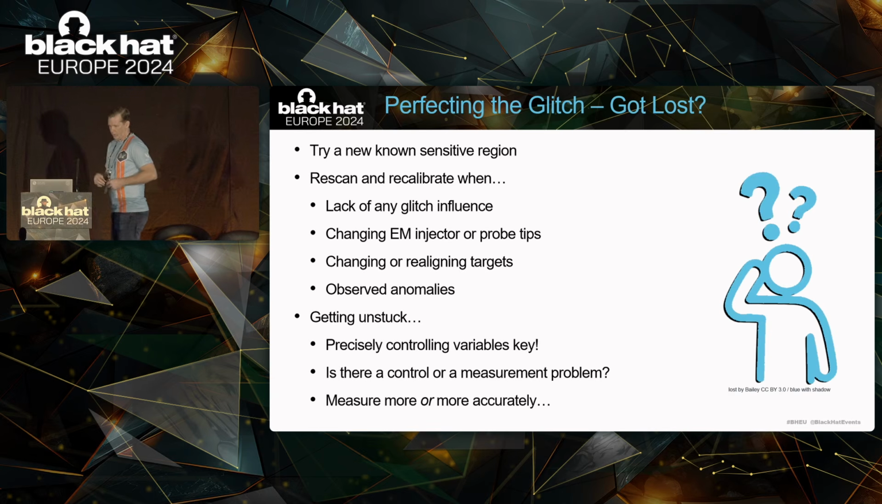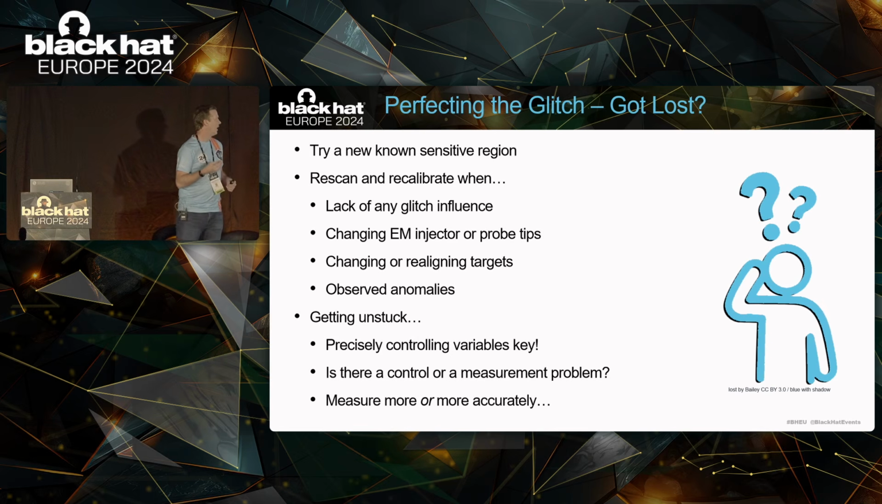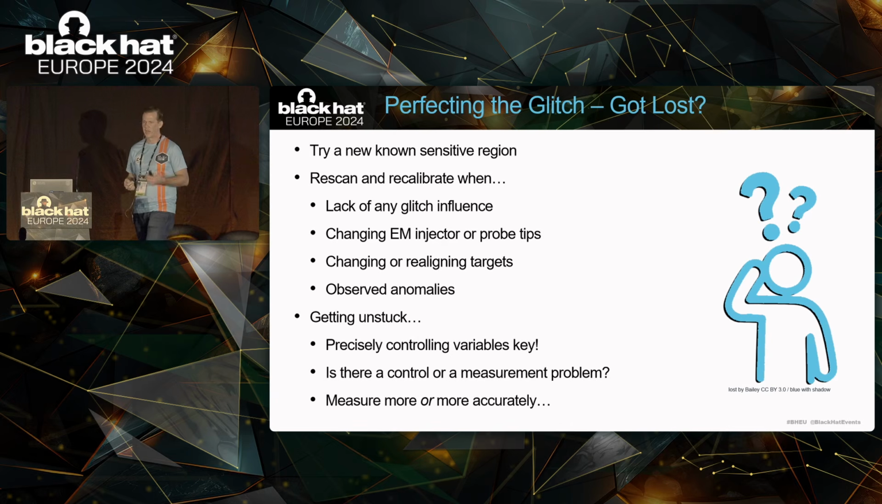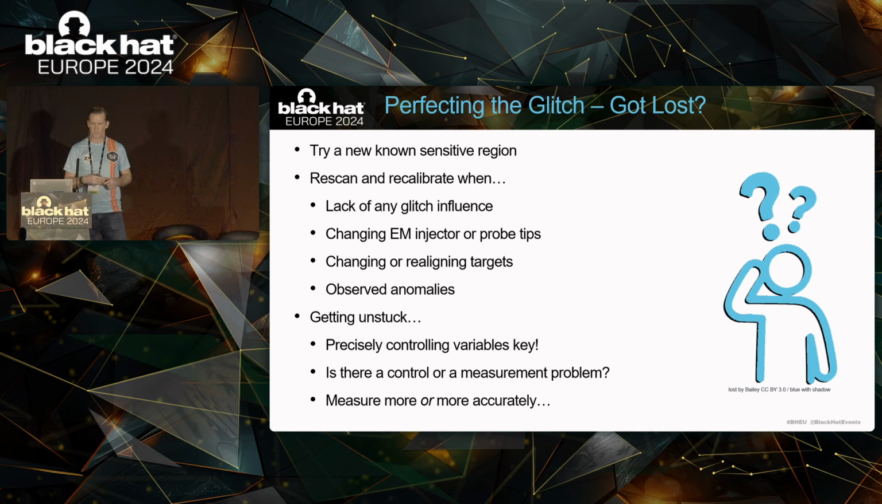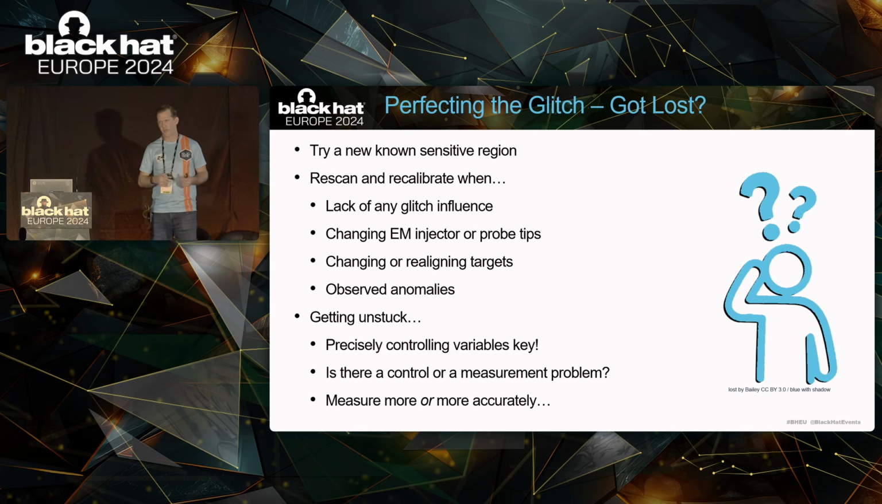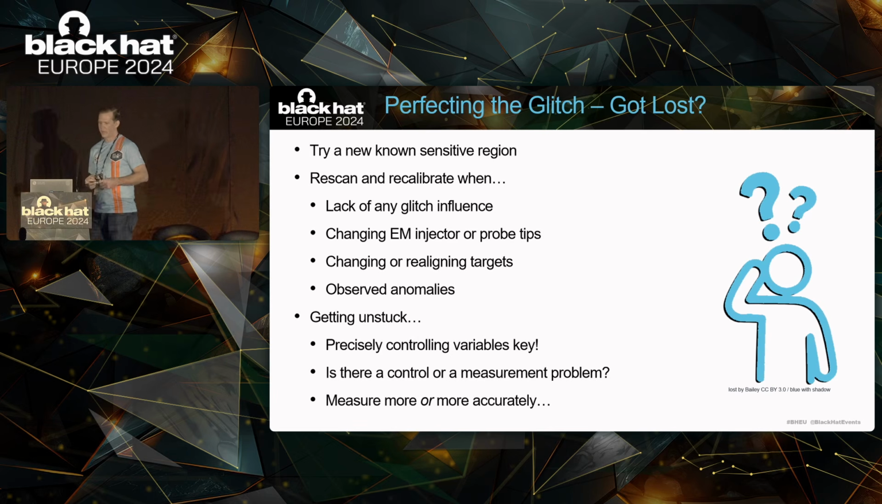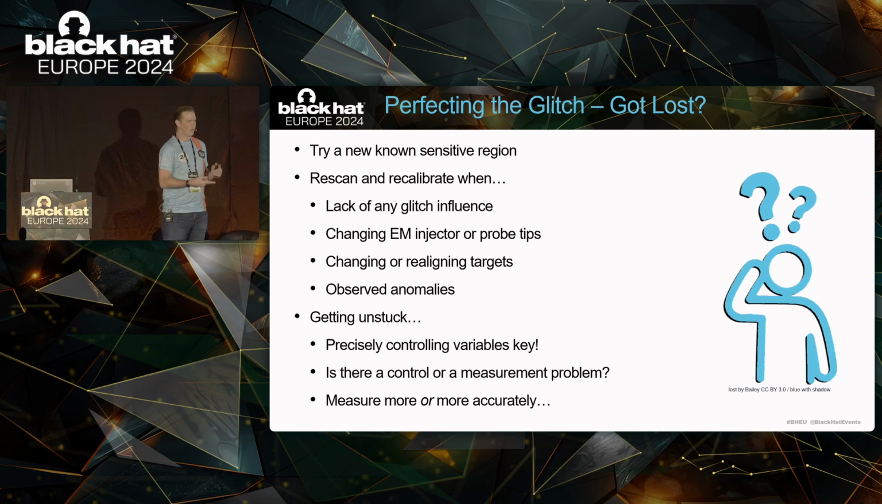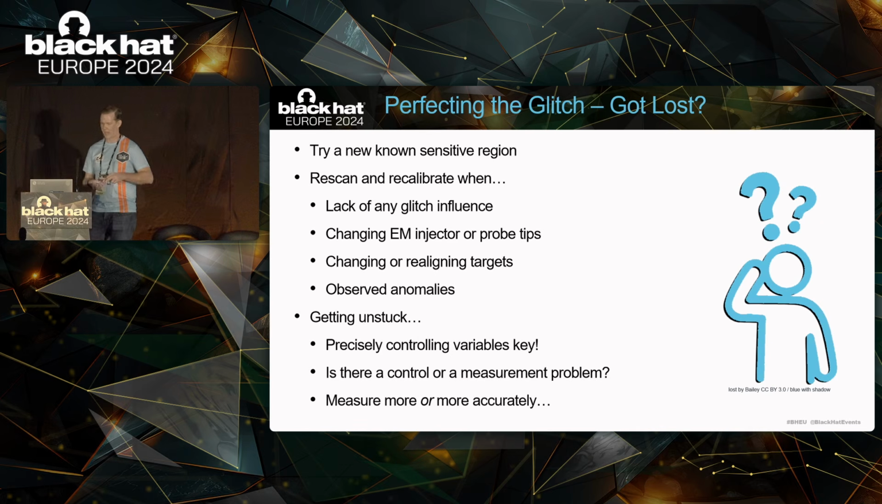So what if you get stuck or you get lost? Try a new sensitive region: jump from the one you've been working on to a new one, recalibrate, rescan. Definitely also do this if you see no influence or if things change unexpectedly. If you change the probe tip or change the EMP Pulsar itself, that's a good time to recalibrate. And if you're completely stuck, it's hard to give advice on a problem I don't have a lot of details about, but in general, controlling variables precisely is really important in EMFI, including timing, target voltage, and things of this nature. So make sure you're controlling them accurately and measuring accurately.